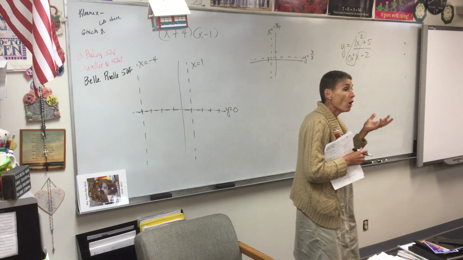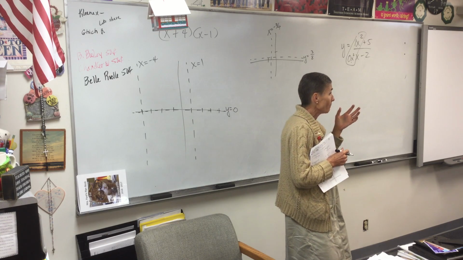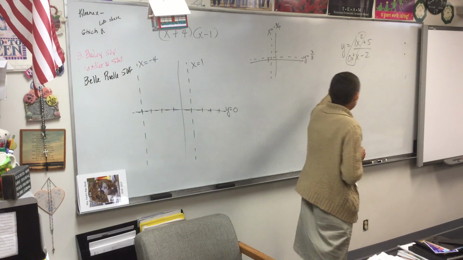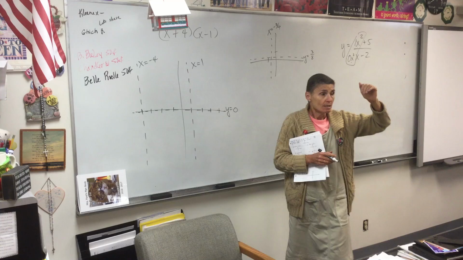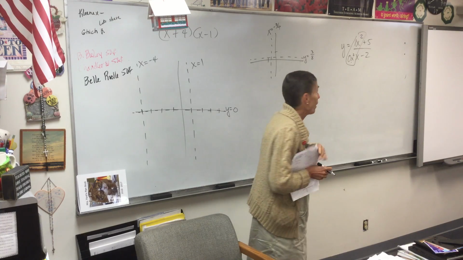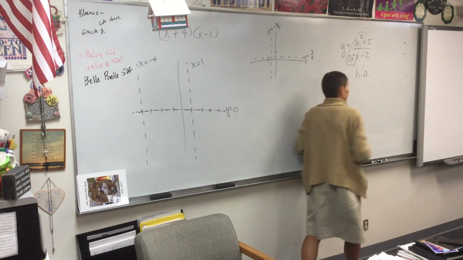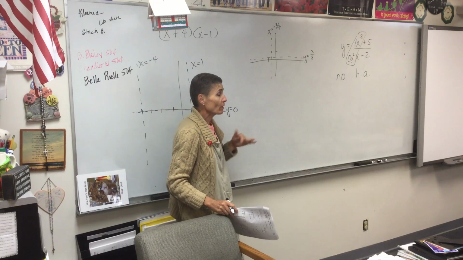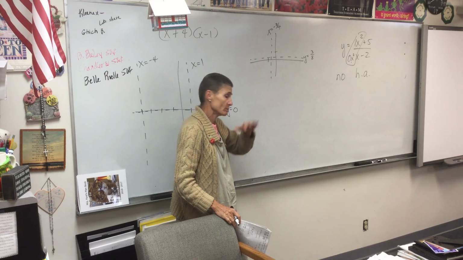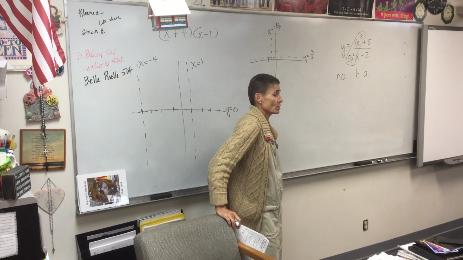That should be freaking you out. Can you do 1 over 0? No. No horizontal asymptote. If the power on top is bigger, you can't have it because you got a 0 in the bottom. So anytime the power on the top is bigger, there is no horizontal asymptote. There's what we call a slant asymptote. That's for another day.